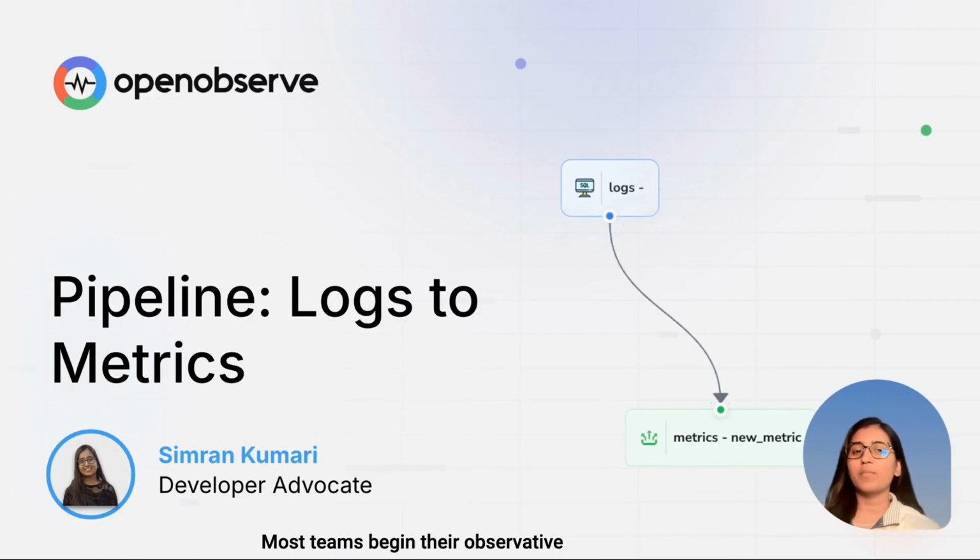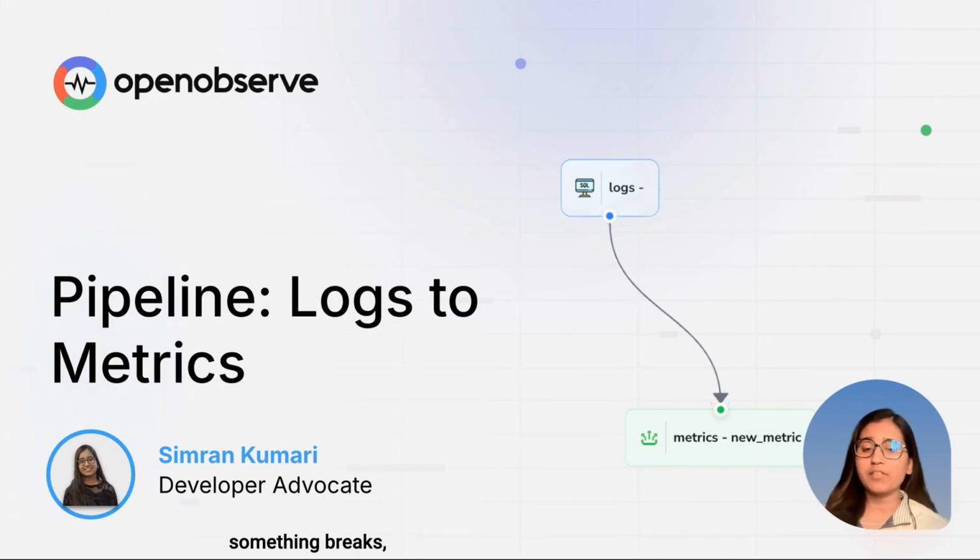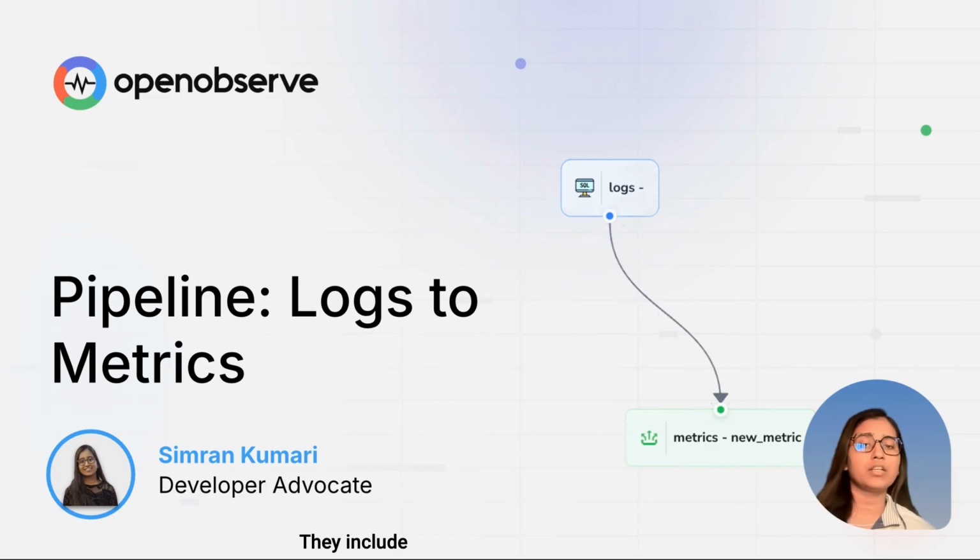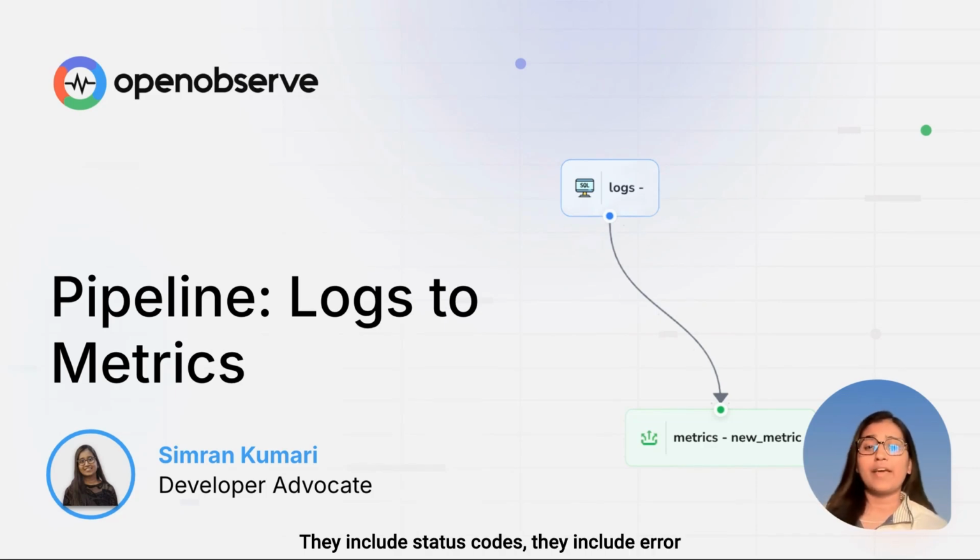Most teams begin their observability journey with logs. They are easy to add, they show you exactly what happened, and whenever something breaks, logs are usually the first place you look. Logs basically capture individual events, but those events often include metric data points. They include status codes, error flags, latency values, etc.